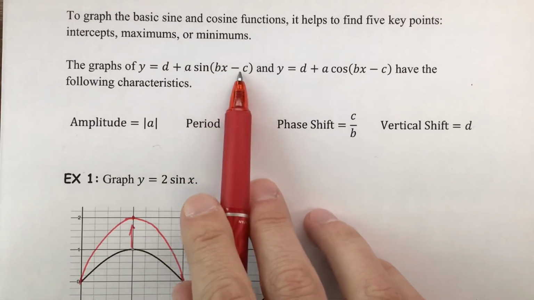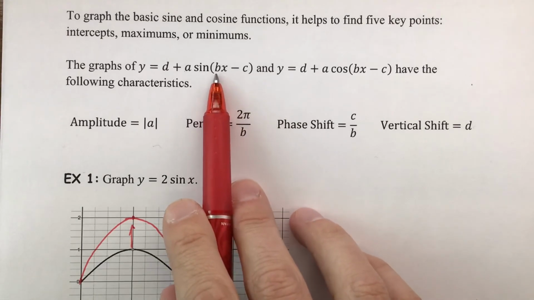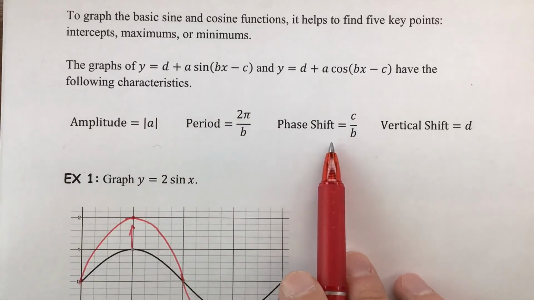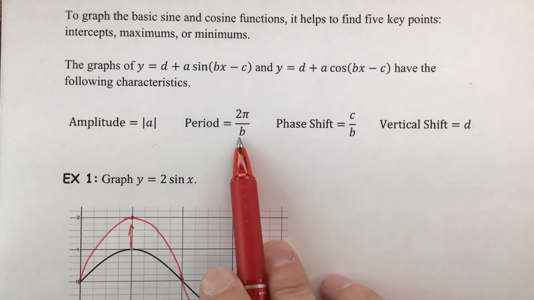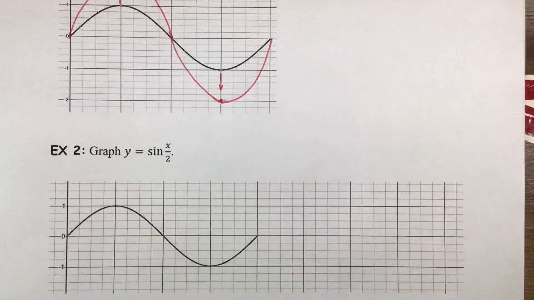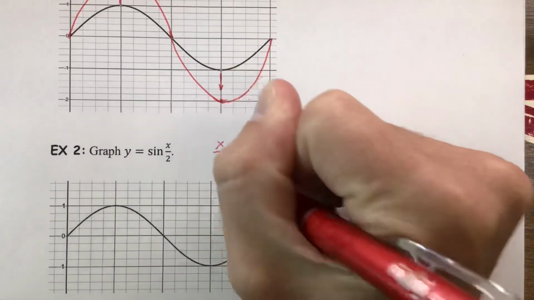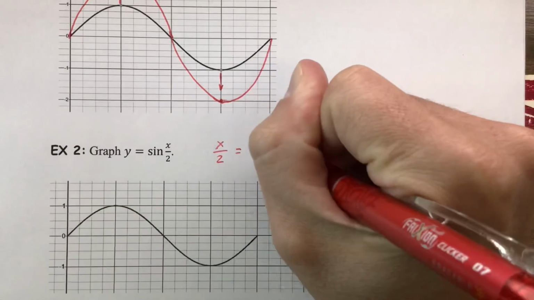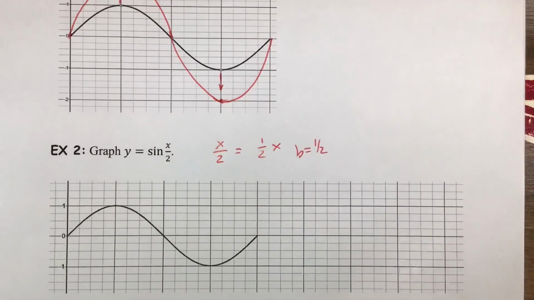Since that 2 is not being subtracted or added to it, that means that that 2 is the B value in some sense. And the B value, though it does contribute to a phase shift when there's a C value, is mostly about changing the period of the graph. So it's going to horizontally either stretch or compress it. So what exactly is the B value here? We need to interpret that x over 2 is the same thing as 1/2 multiplied by x. So that means that our B value is 1/2.